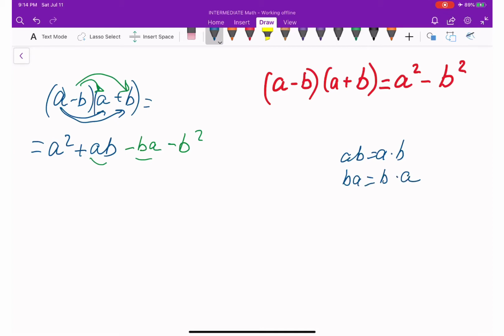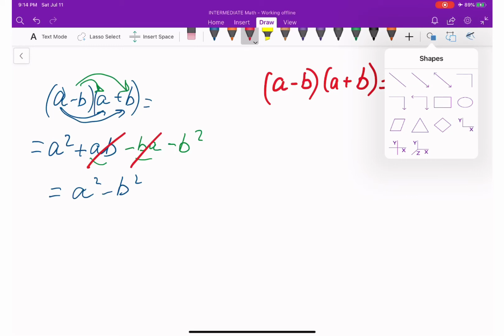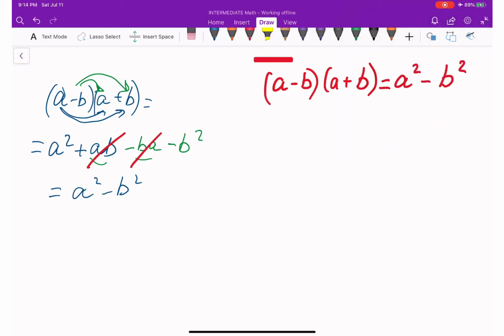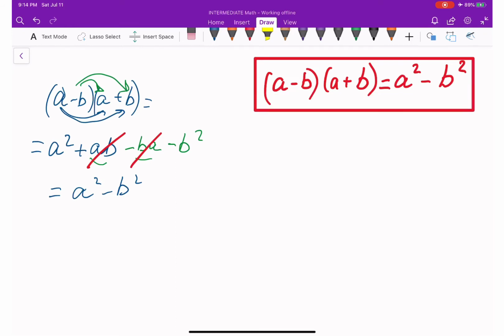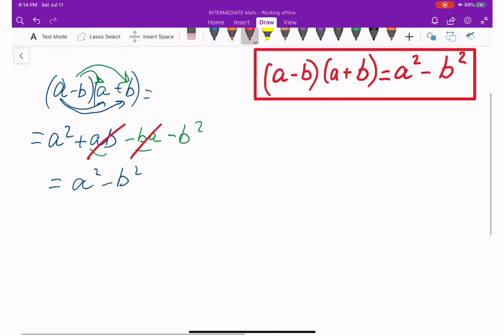Now you tell me, if I write down 3 times 2 or 2 times 3, does it make any difference? No, of course not. So therefore, these 2 I can cancel, and I will have A squared minus B squared. This formula is just saving you time, because if you recognize the pattern, you can easily just take the square of one and the square of another. So let's practice.